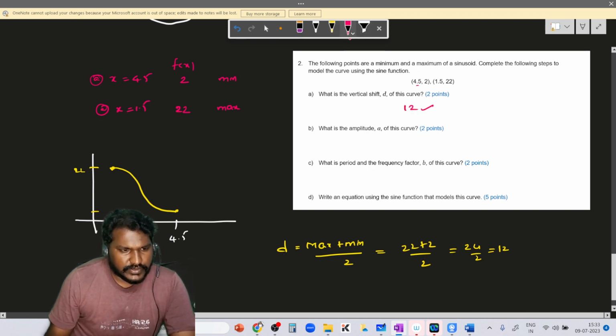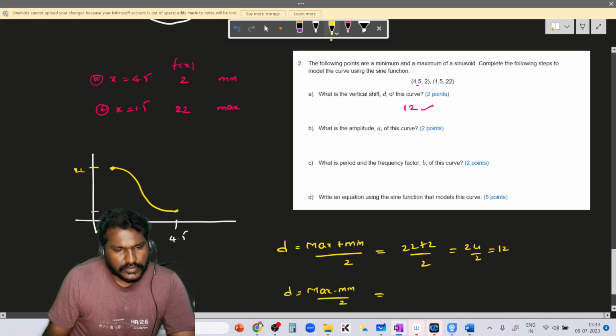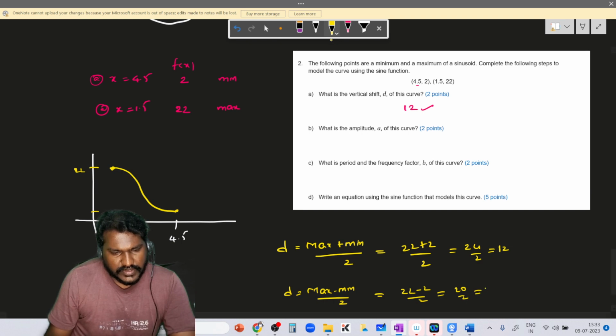And what is the amplitude? Amplitude is nothing but maximum minus minimum by 2. So it is 22 minus 2 by 2, 20 by 2, that is 10. So that is 10.